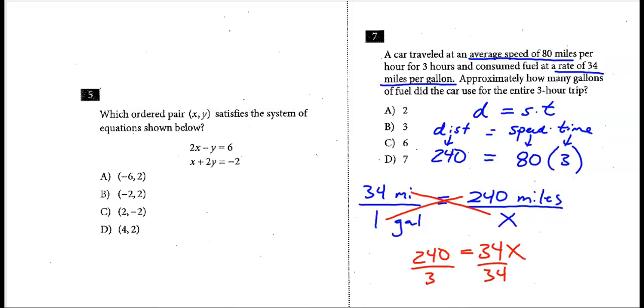Now you may have noticed earlier that I can just divide 240 by 34. That would have been probably a little bit faster. But either way, you're going to get 7.05, and the correct answer there is D.